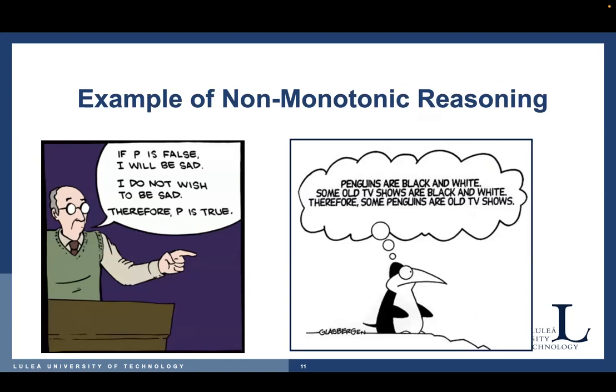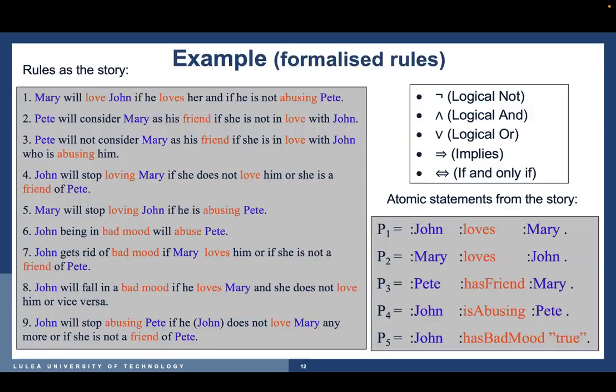So non-monotonic reasoning, that's what we did before. Well, actually, it's not exactly. We didn't do non-monotonic reasoning, but an example of non-monotonic reasoning. So you have an expert system, and this expert system contains knowledge about certain domains.